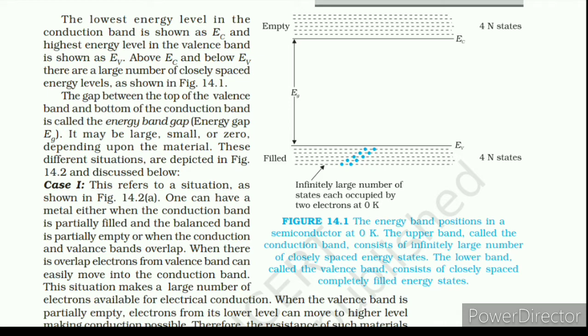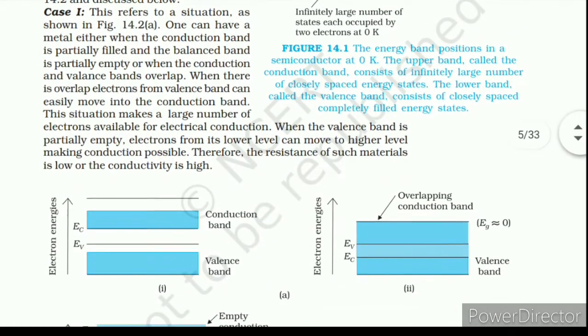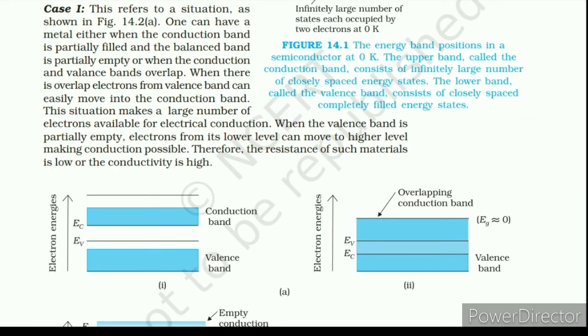Case 3. This situation is shown in figure 14.2c. Here a finite but small band gap, that is EG less than 3 electron volt, exists. Because of the small band gap, at room temperature, some electrons from the valence band can acquire enough energy to cross the energy gap and enter the conduction band. These electrons can move in the conduction band, hence the resistance of semiconductors is not as high as that of insulators. In this section, we have made a broad classification of metals, insulators and semiconductors. In the section which follows, you will learn the conduction processes in semiconductors.